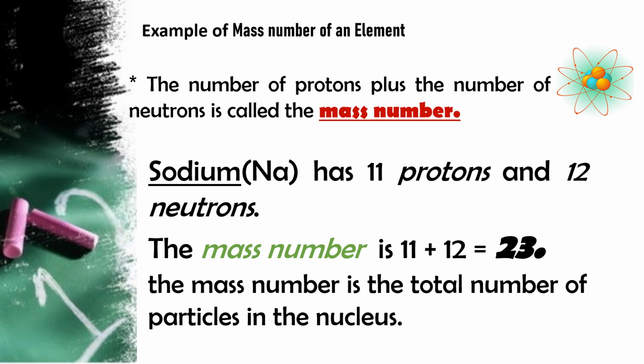So the mass number of that particular element, which is sodium, is 23. Okay? So the mass number is 11 plus 12. That will total to 23. Now, the mass number is the total number of particles in the nucleus.